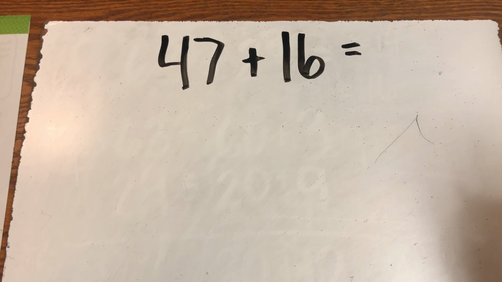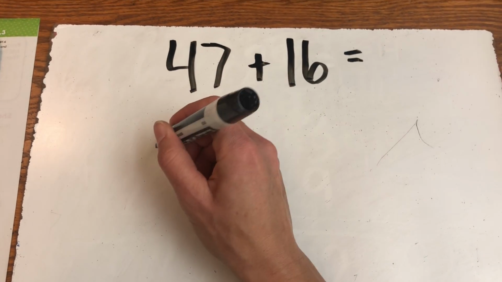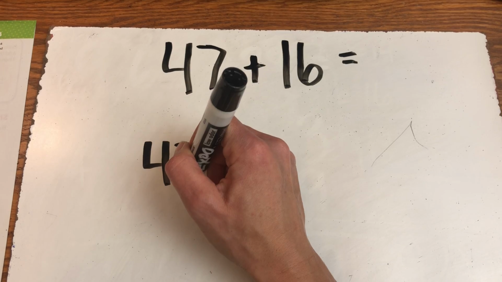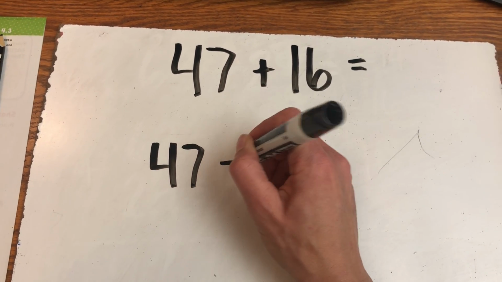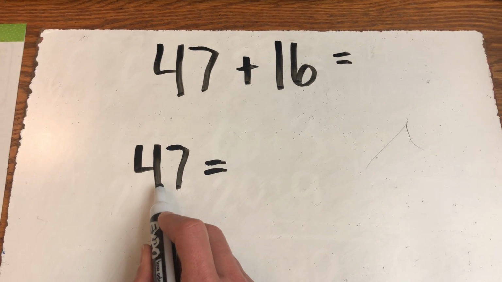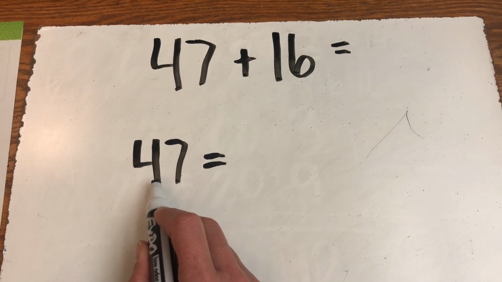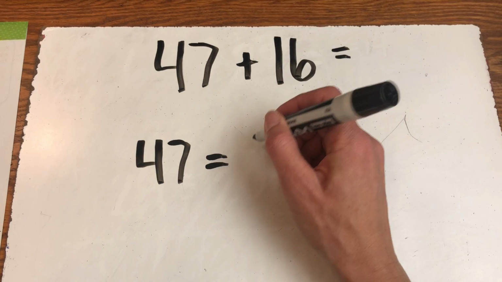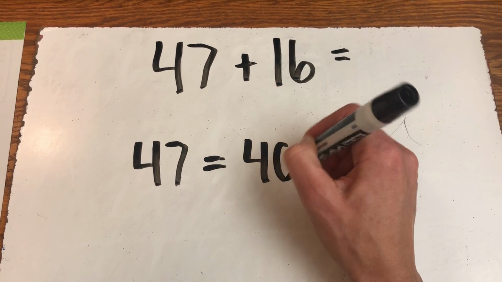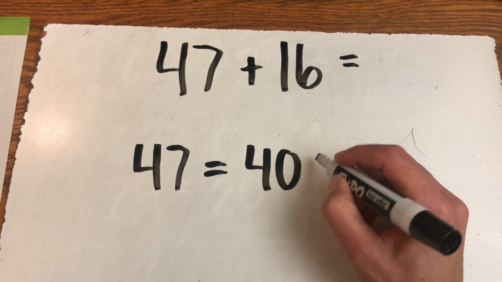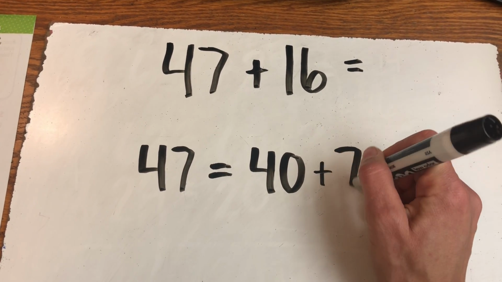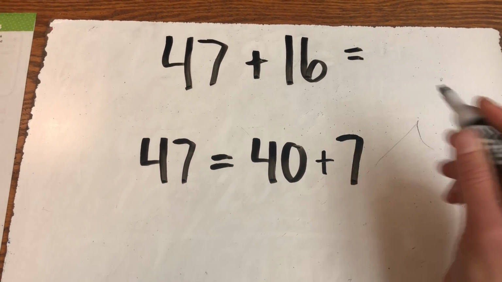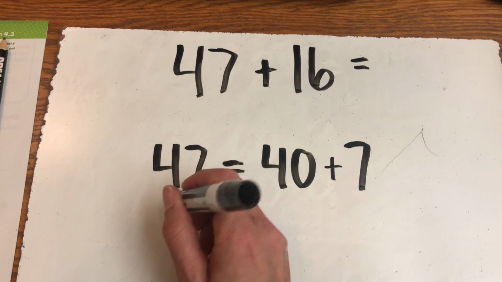All right, are you ready to break it apart? Let's start with 47. Let's break it apart into tens and ones. How many tens are in 47? 4. What is 4 tens? Right, that's 40. Plus, how many ones? 7. Good. Now let's break apart 16.